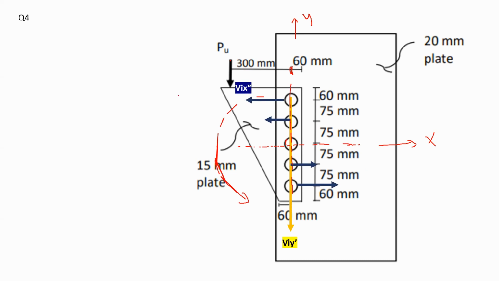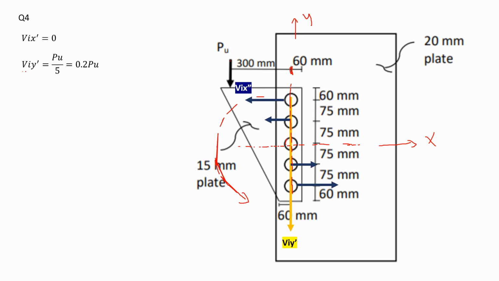Now, since we have understood the forces on our bolts, we can start considering writing them down. So as I said before, VIX dash is 0 since I don't have any force that is in the X direction.